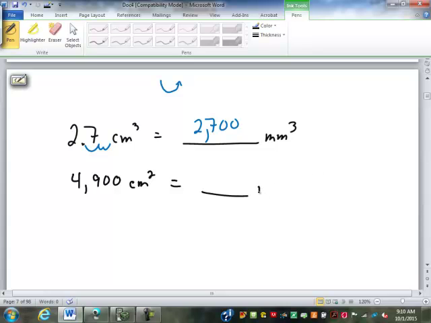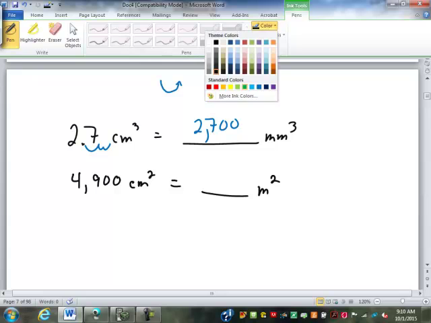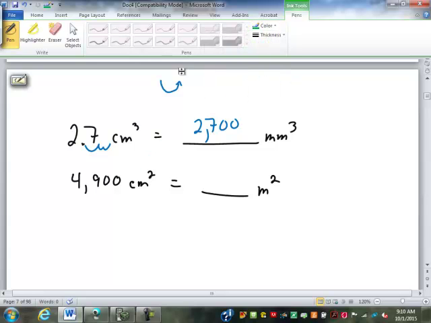4,900 centimeters squared going into meters squared. Centimeters to meters is 2 spots to the left on the chart, but this is squared, so each spot is 2 decimal places. So I have to go 4. 1, 2, 3, 4. 0.49 meters squared.